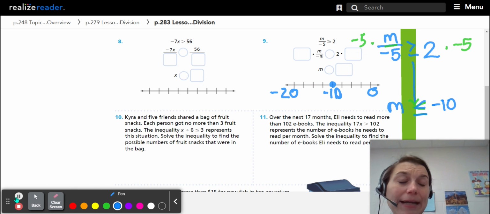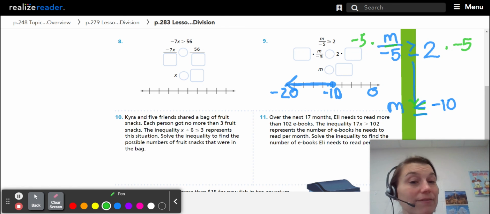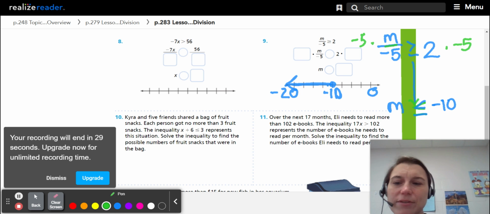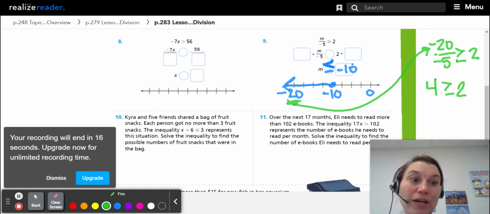When I set up my number line, I put the negative 10 in the center and I put a number greater than negative 10, like 0, on the right, and a number less than on the left. So less than is to the left. So now I'm thinking the graph is to the left. I'm going to use negative 20 to check. You want to pause your screen now. I use negative 20 to check, and 4 is greater than negative 2. Correct solution.